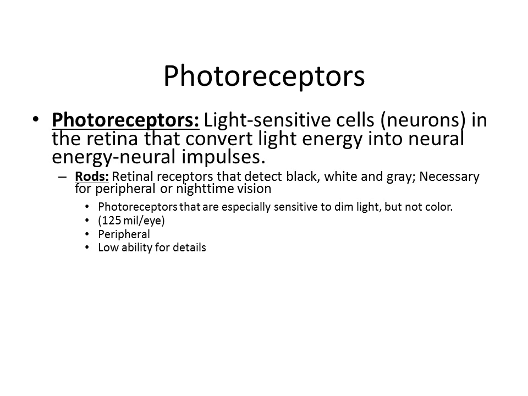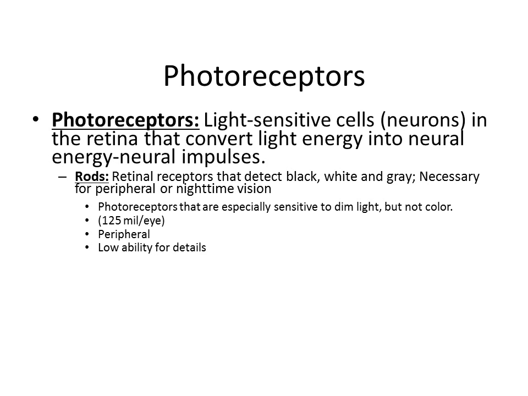The rods are the retina receptors that detect black, white, and gray. They're necessary for peripheral vision, so they help us identify stuff on the side. Like if something is at the side of our face, we can understand kind of what's there because of the rods. It helps with nighttime vision. Like it says here, these are the photoreceptors especially sensitive to dim light, and they don't help us with color.